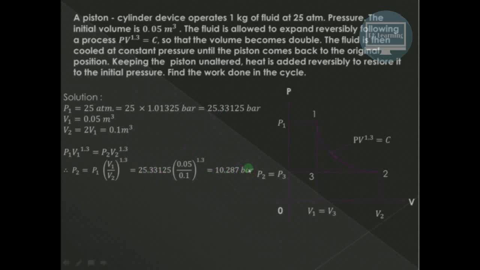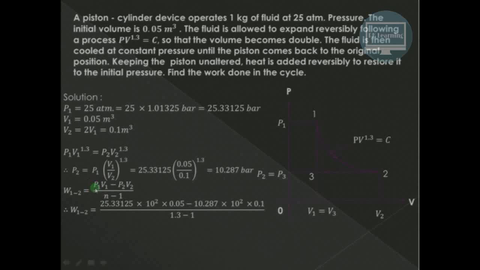But for the next calculation, we'll convert this bar into kilopascal by multiplying this value by 10 raised to 2. Now we know that the work done during this polytropic expansion process is given by P1 V1 minus P2 V2 divided by n minus 1, where n is this particular index of polytropic expansion, and that is 1.3.